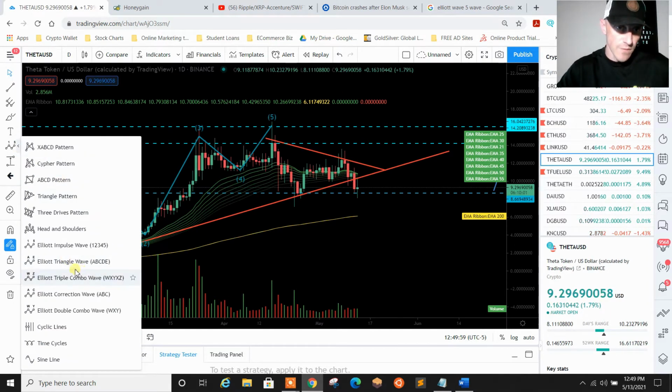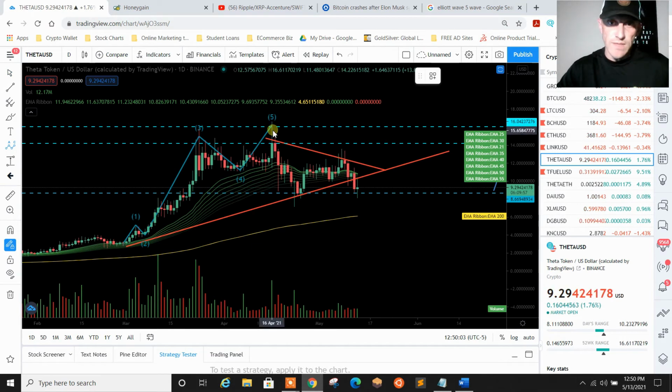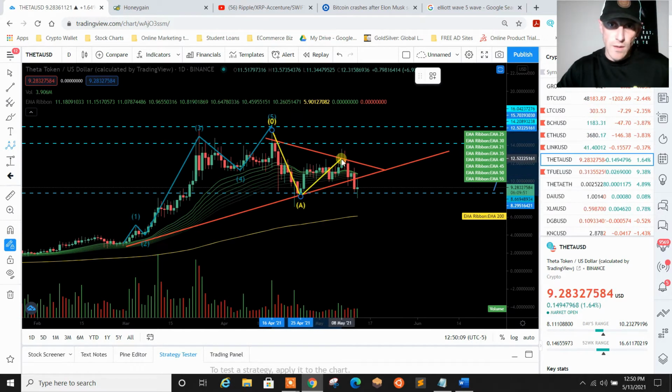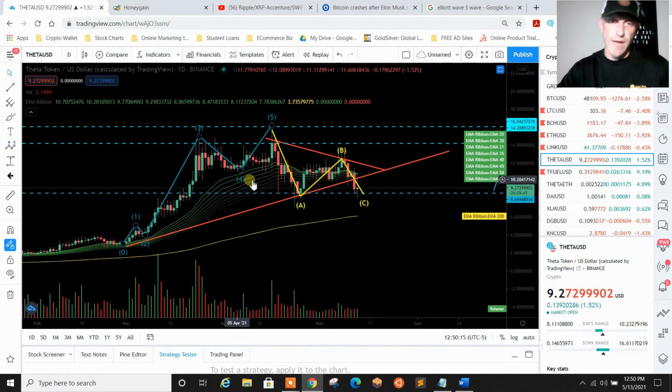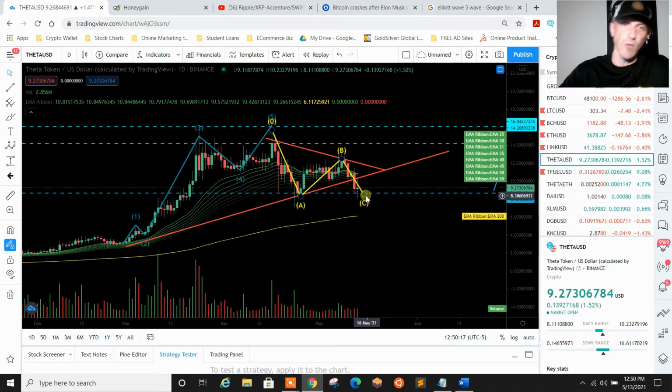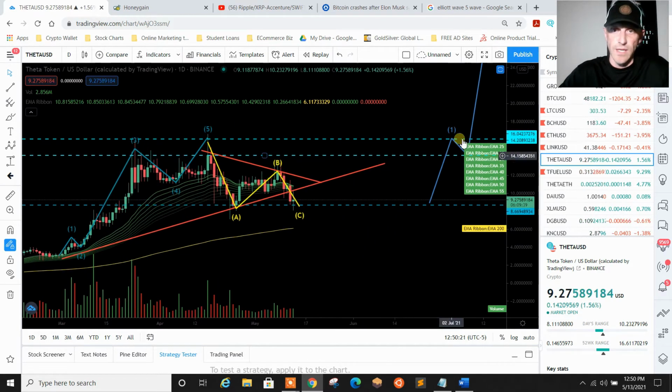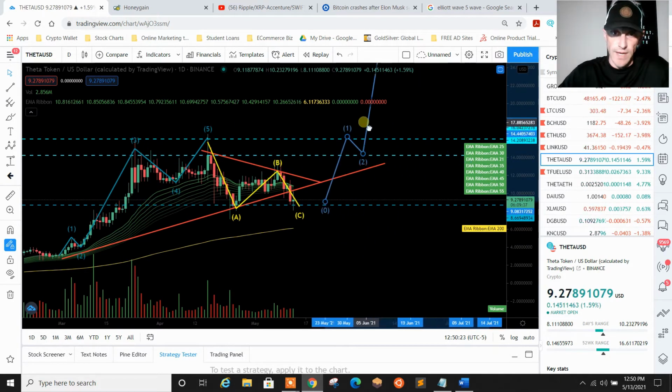But if you look at the correction wave on ABC, we're in a triangle now. You come down here, there's A. You come back up to B, and then here would be correction C. So that would be THETA right now, and then we go into a 1, 2, 3, 4, 5 back up, and as you can see, I went ahead and drew that out over here.